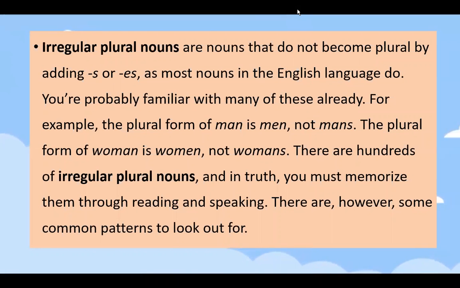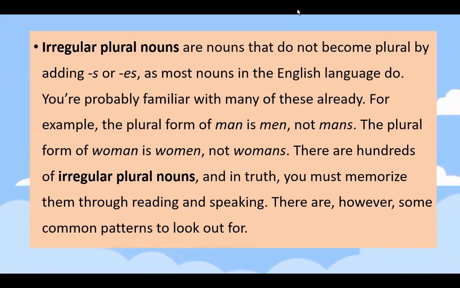To sum it up, irregular plural nouns are nouns that do not become plural by adding s or es, as most nouns in the English language do.